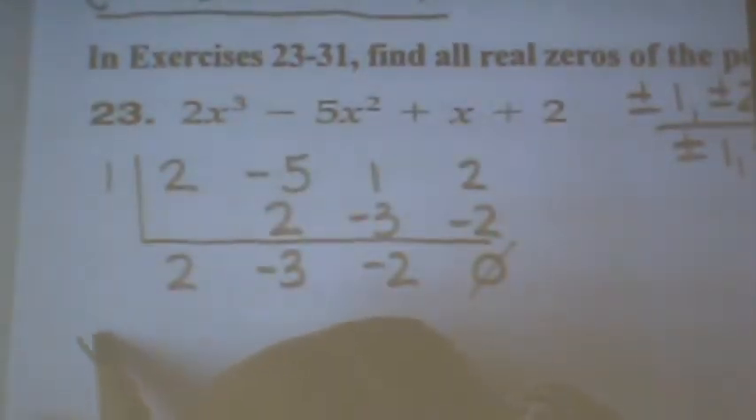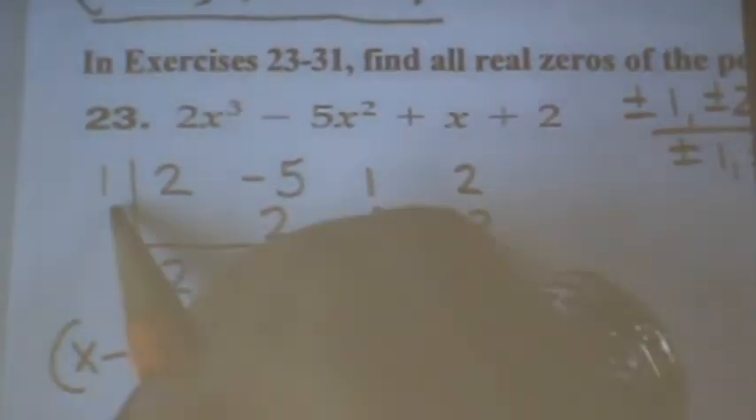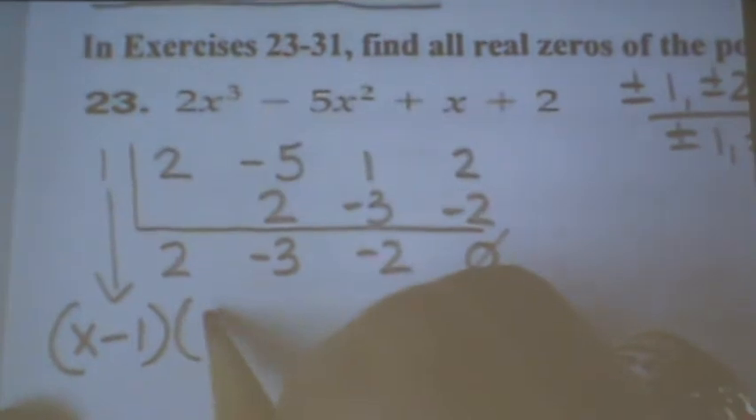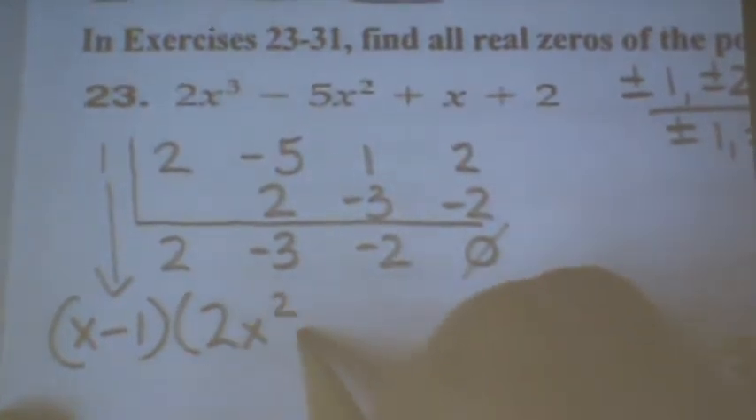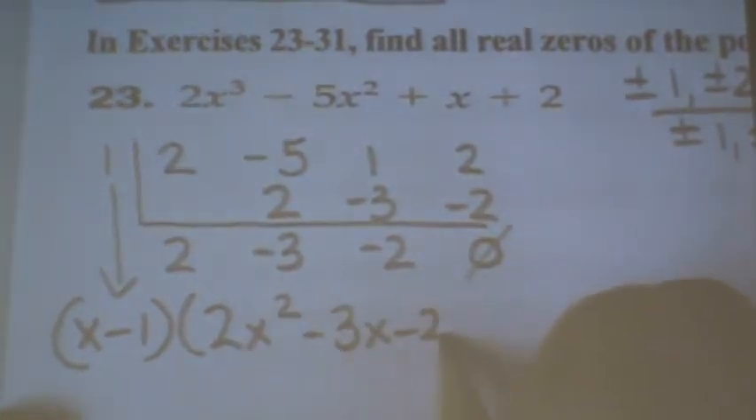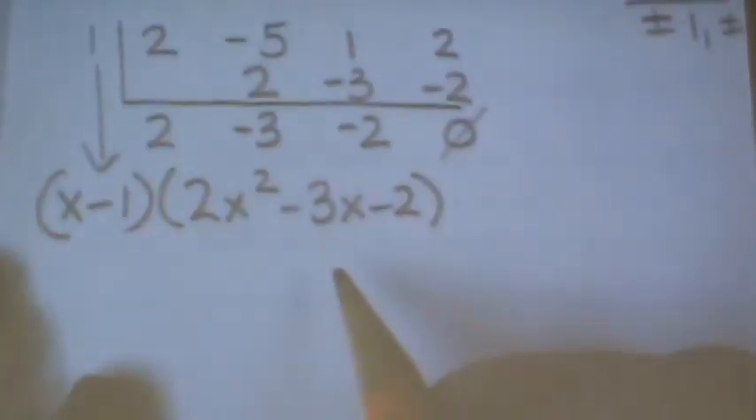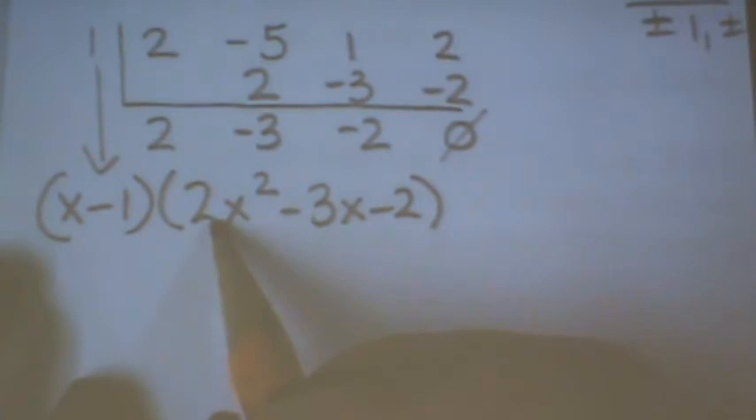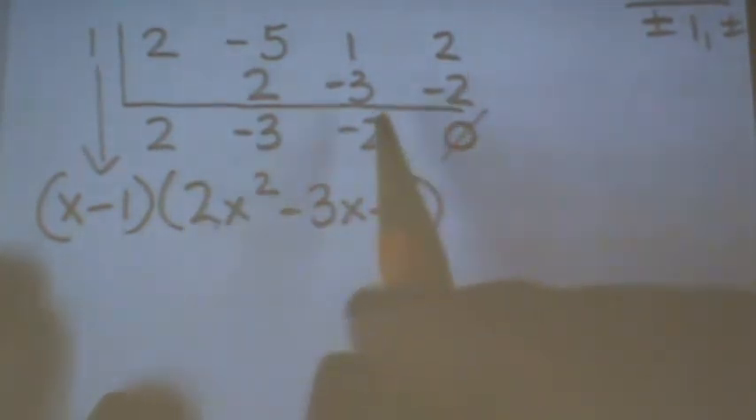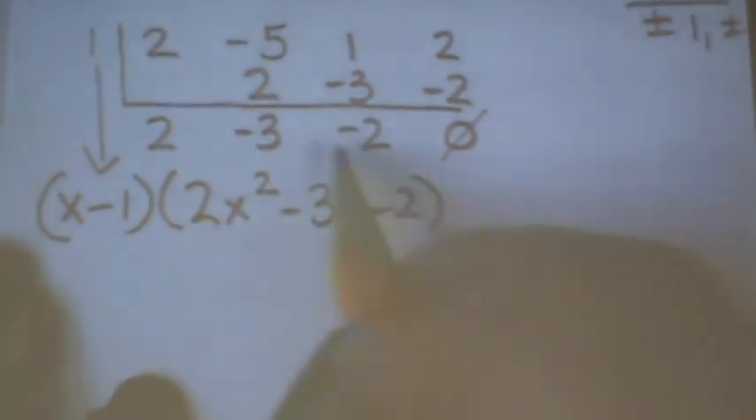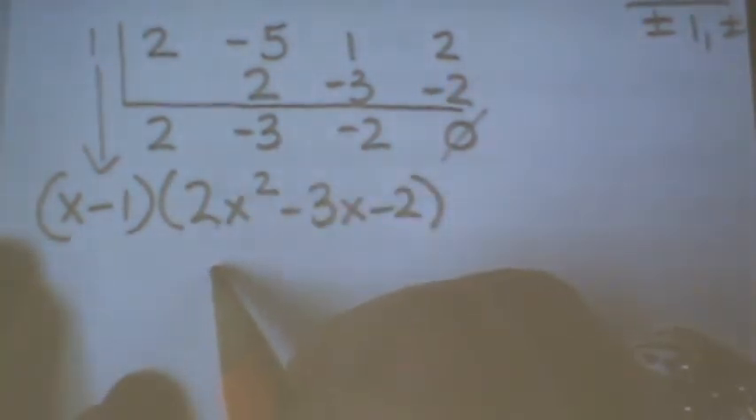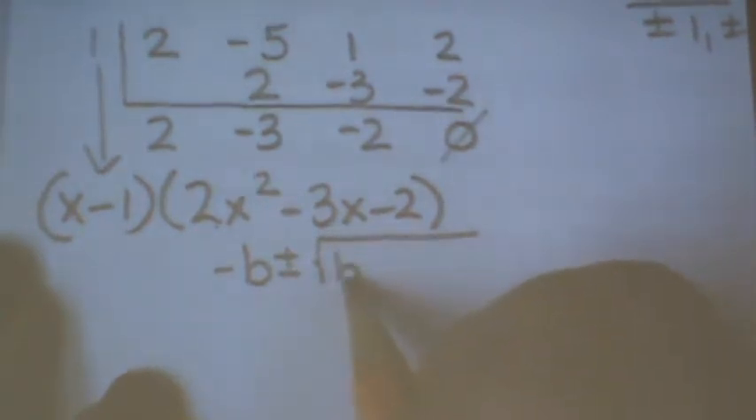So x minus 1, that's this factor, and then you have 2x squared minus 3x minus 2. So now we're going to use the quadratic formula, not complete the square because of this. This is a 2, and obviously that's going to give you a fraction when you divide everything by 2. So let's find these two zeros. We're going to do -b plus or minus the square root of b squared minus 4ac all over 2a.